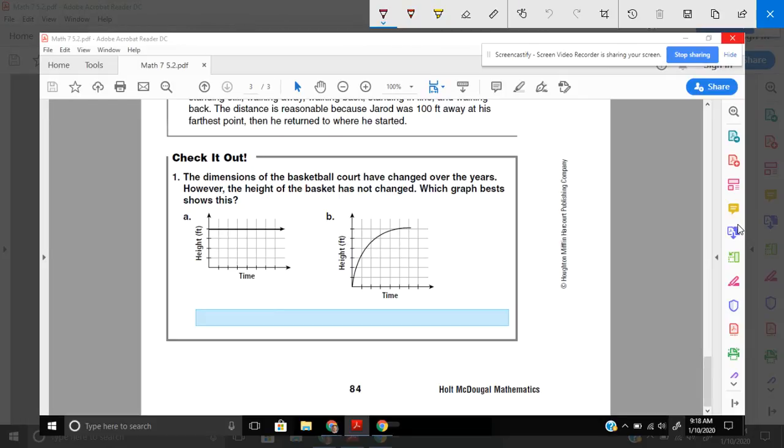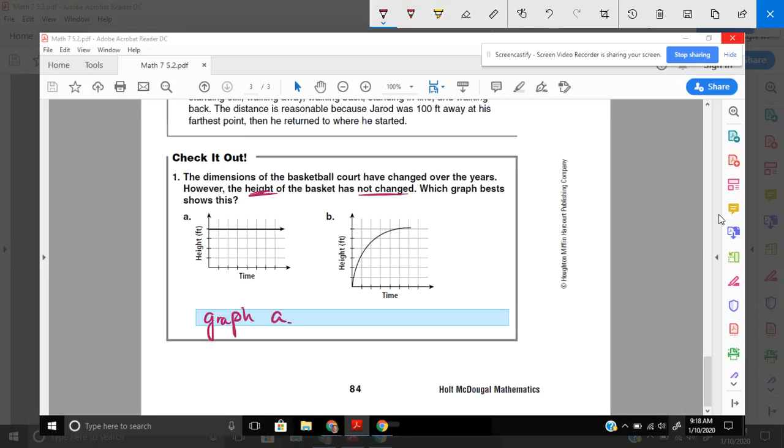All right, number 1 says the dimensions of the basketball court have changed over the years. However, the height of the basket has not changed. Which graph best shows this? Where height does not change. Well, in letter B here, you'll see that the height is increasing rapidly right away, but then it kind of evens out. In letter A, your height stays the same as time goes on. Okay, so that would be graph A.